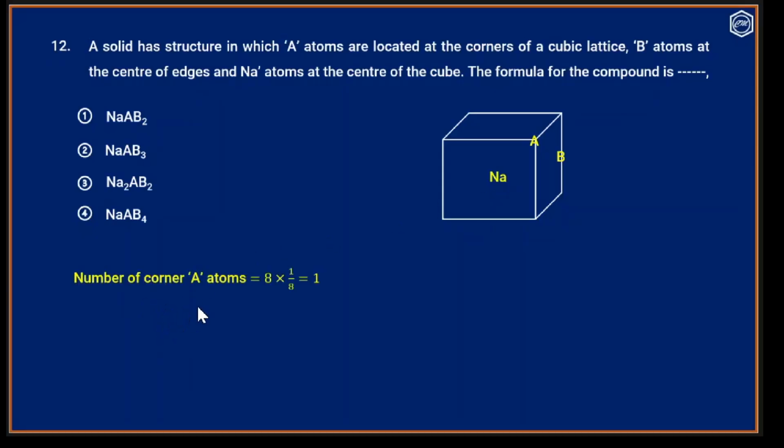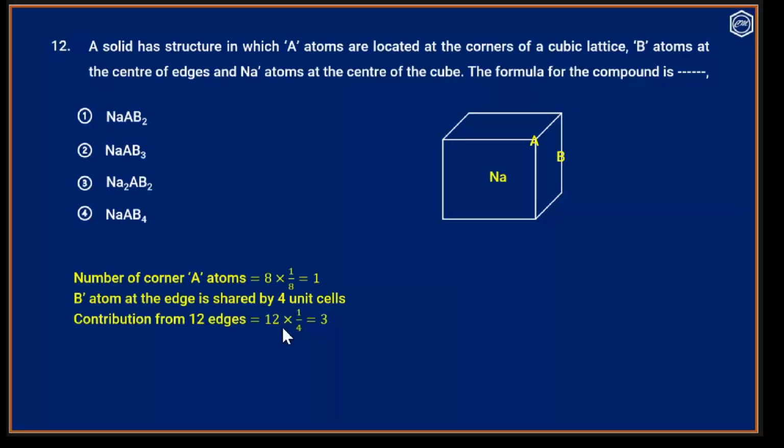The number of corner atoms A: 8 corners are there, and each corner is shared by 8 unit cells. So the contribution from A atoms will be 8 into 1 by 8 equal to 1. B atoms are at the edge centers and each edge is shared by 4 unit cells. So the contribution from B atoms will be 12 into 1 by 4, that is 3. There are 12 edges, and the sodium atom is within the unit cell. So the ratio of sodium to A to B is 1 is to 1 is to 3. So the formula should be NaAB3.